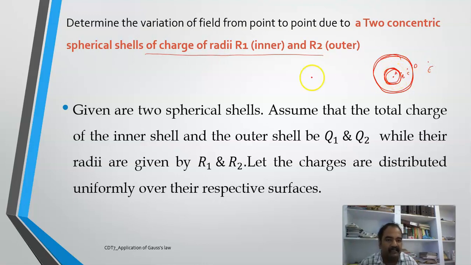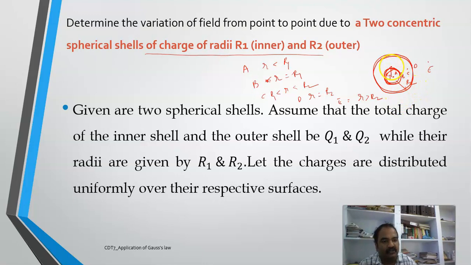A means R is less than R1. This is R1, the radius of the inner shell. The radius of the outer shell is R2. And the second region, R is equal to R1, the point is lying on the inner shell. C, R is between R1 and R2. Next is D, where R is equal to R2. Next is E, where R is greater than R2. Five different regions we should consider.